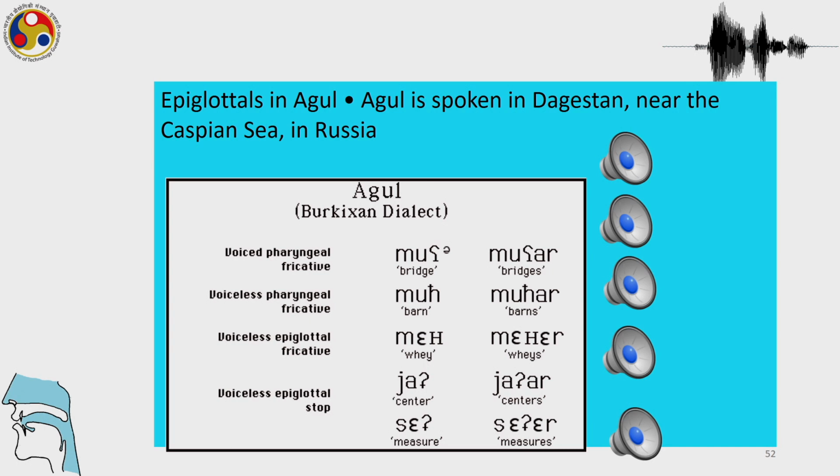No. This is a voice pharyngeal fricative. No. Voiceless pharyngeal fricative. No. Voiceless epiglottal fricative. No. And a voiceless epiglottal stop.